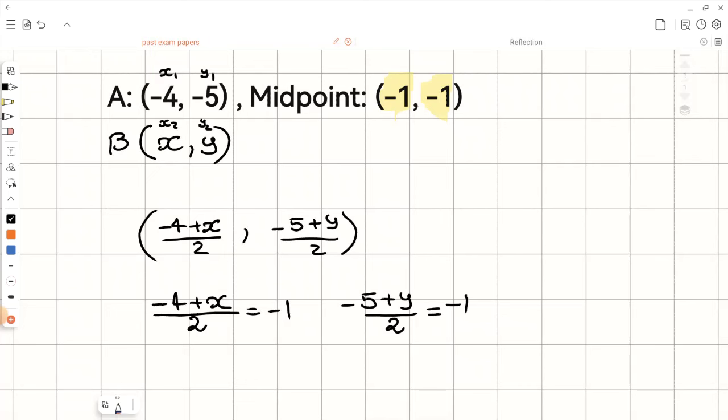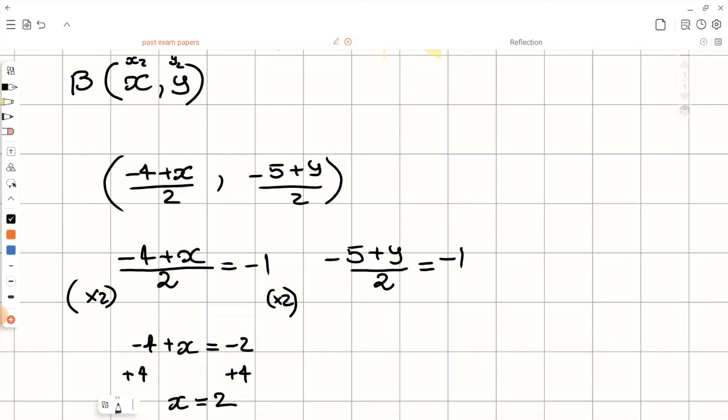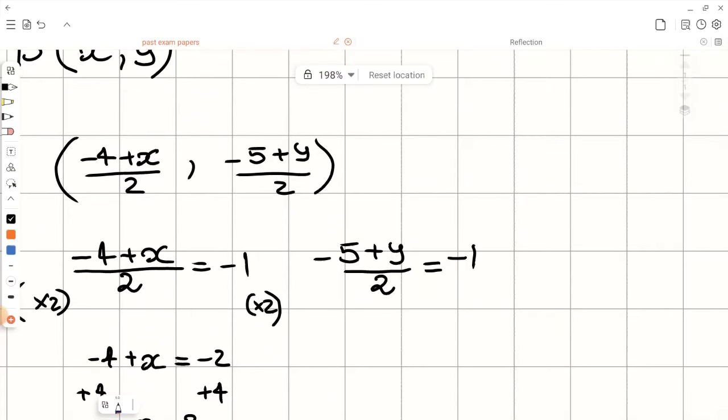So now let's solve these equations. Let's solve equation 1 first. I'm going to multiply both sides by 2. We will have -4 plus x equals negative 2. And if I add 4 to both sides, x is going to be positive 2. Now let's look at the second equation. Let's multiply both sides by 2.